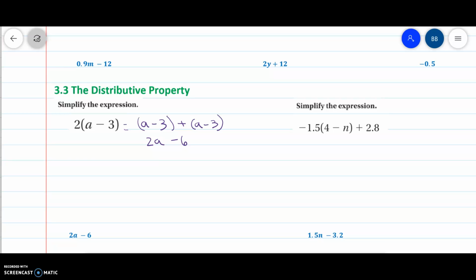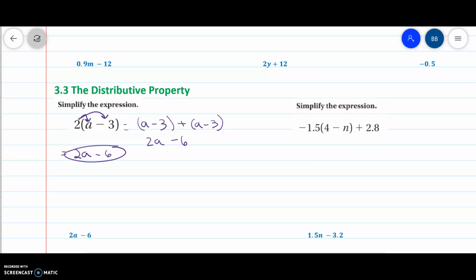What the distributive property tells us is that we can just take a shortcut by doing 2 times a, which gives us 2a, and then 2 times negative 3. It's important to remember that the minus sign kind of counts as a negative. So we would think of that as 2 times negative 3, which is a negative 6. So we get the same answer either way.